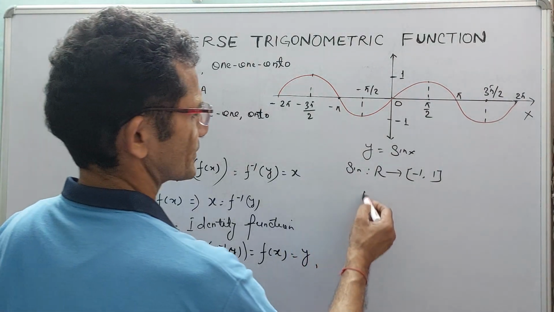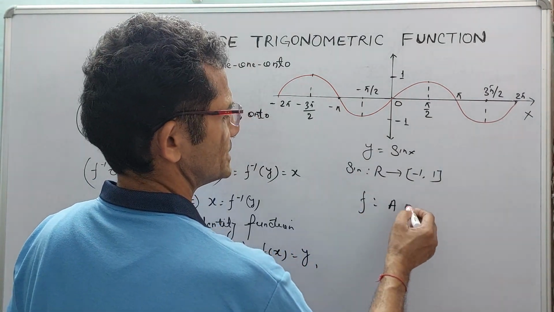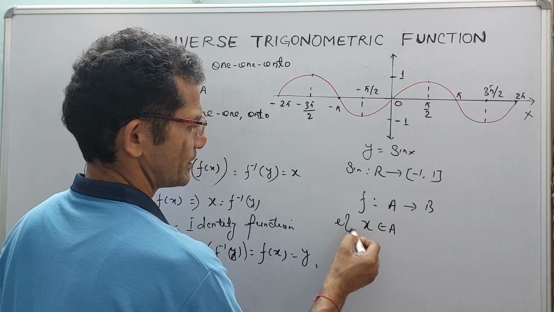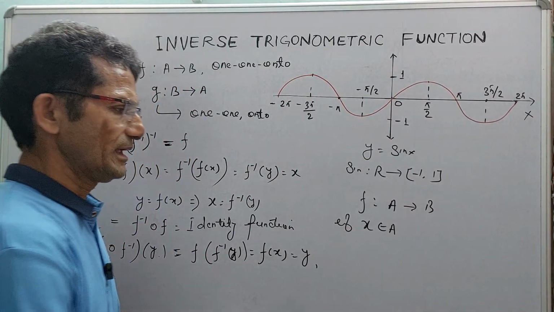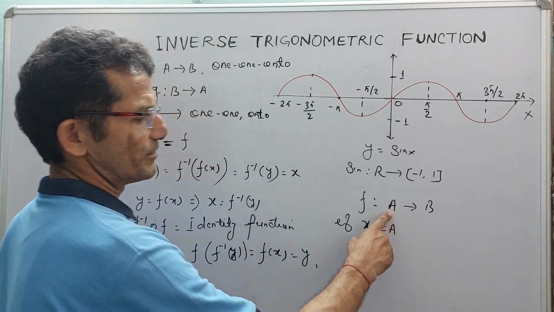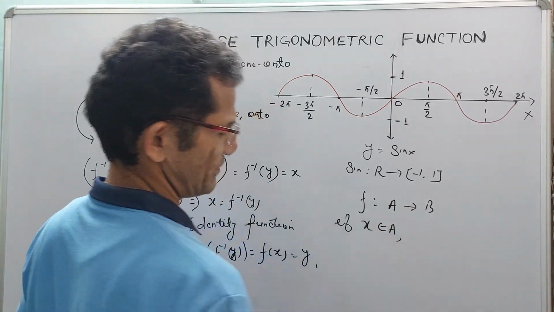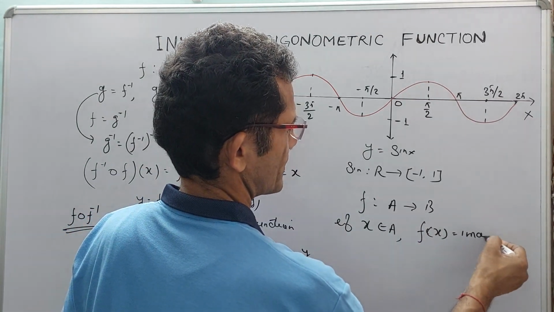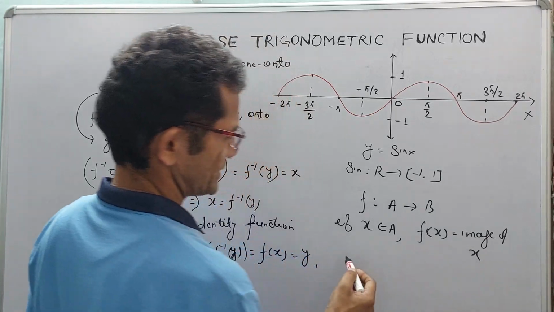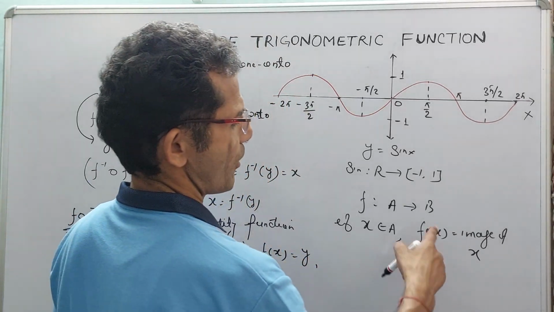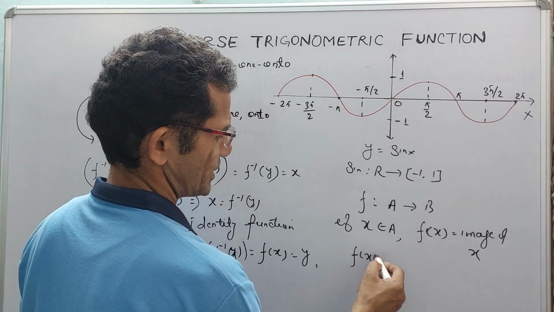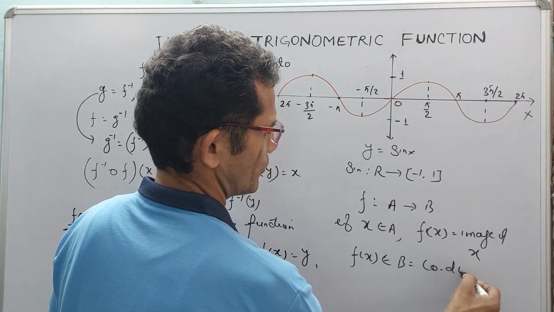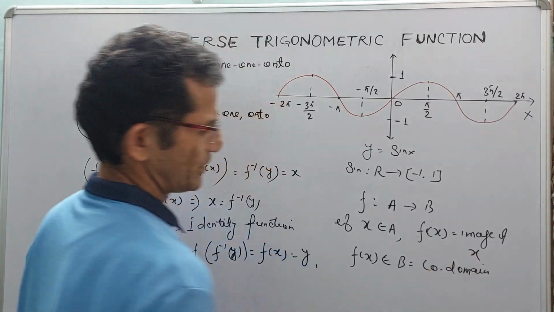Therefore, in these functions we have written f is a function from A to B. If x belongs to A, then x is some element of the domain A, and its image, f(x), is known as the image of x. This image of x will belong to the codomain. Therefore f(x) should belong to this codomain. B is known as the codomain.